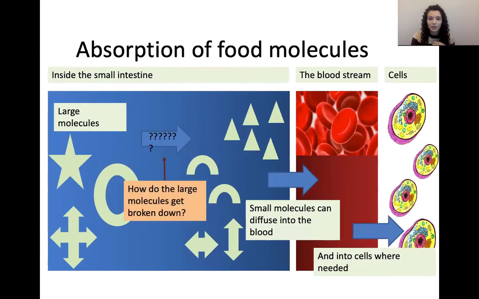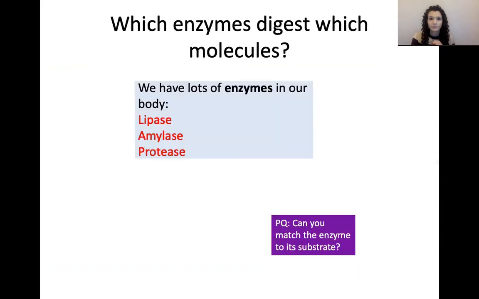So we are going to look at how these large molecules get broken down and which enzymes break down which molecules of food. There are lots and lots of enzymes in our body, but these are three of the main ones. We've got lipase, amylase, and protease.